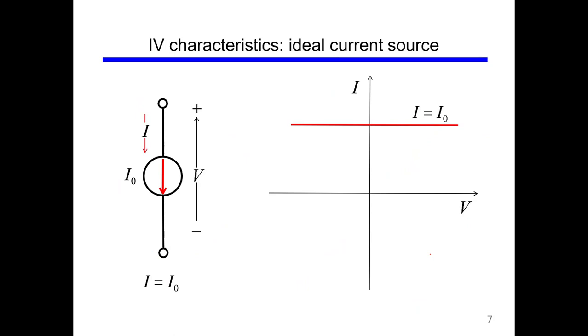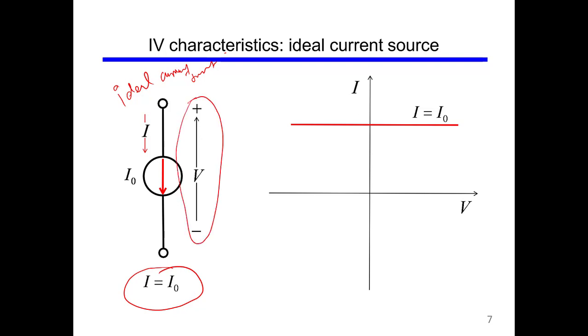Now the second thing that electrical engineers are accustomed to is the ideal current source. An ideal current source gives you a constant current, you can say I0, irrespective of the voltage that is there. So the voltage can be anything along this axis, but the current is always constant. So this is an ideal current source.